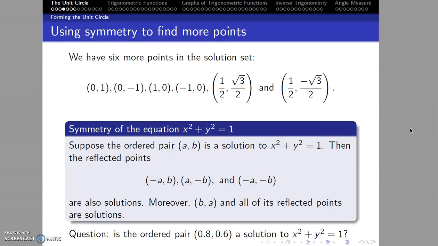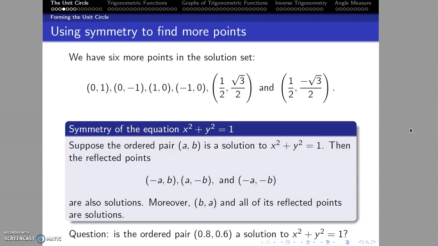So that's one way to get points on our unit circle. Just plug in a value for x or plug in a value for y and see what the companion variable would have to be. That's one way to do things. Now we're going to look in the next video at different ways, maybe more efficient ways to get more points, but that is one way of doing it.